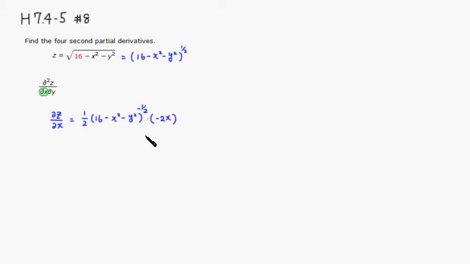So we have that. Then we just have to clean it up a little bit. There's a 2 on top and a 2 on the bottom, so this is going to be equal to negative x on top, divided by quantity 16 minus x squared minus y squared, raised to the 1/2 power.